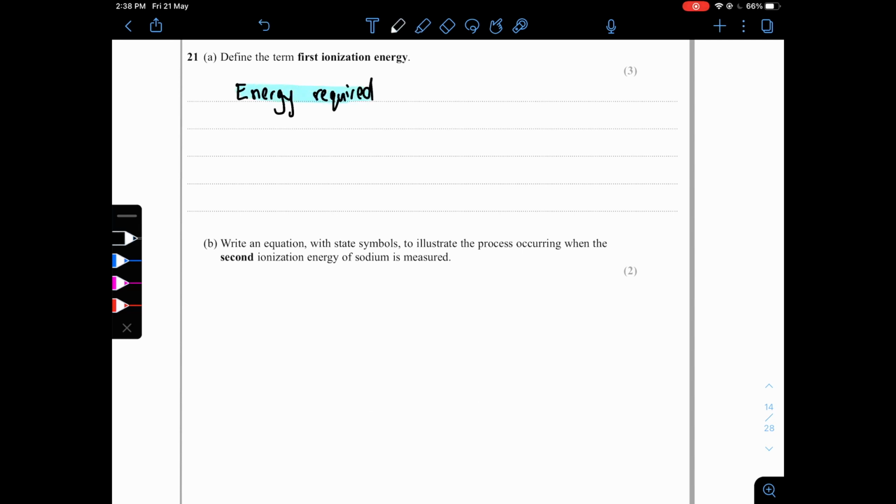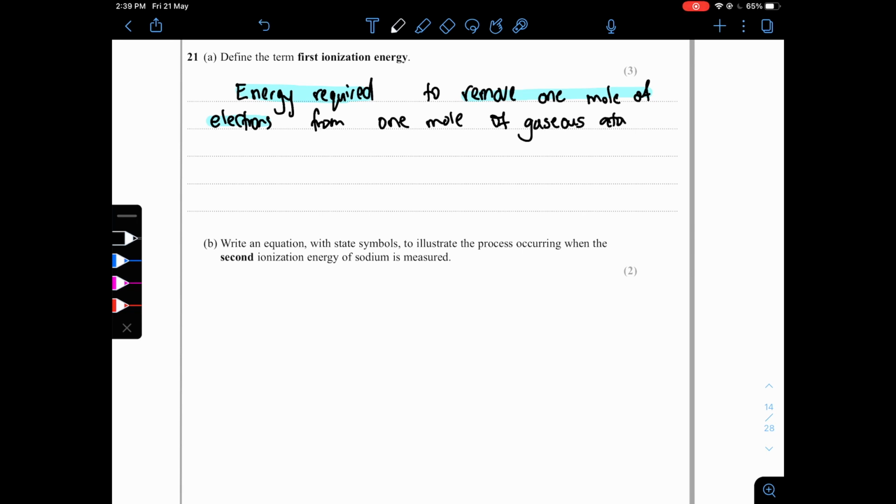Energy required, first mark. Then the second mark is energy required to remove 1 mole of electrons. So the removing of 1 mole of electrons is our second mark. And then the third mark is to state that this is from 1 mole of gaseous atoms. So the gaseous atom, 1 mole of it. Obviously, gaseous atoms is important, so you can write 1 mole of gaseous, and this is also important.